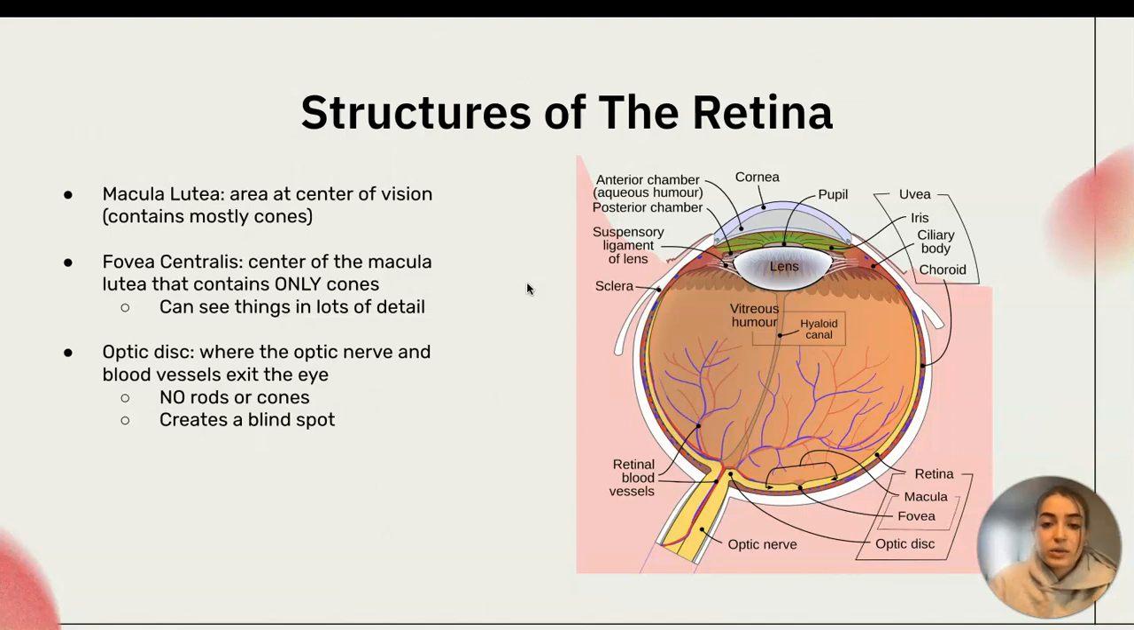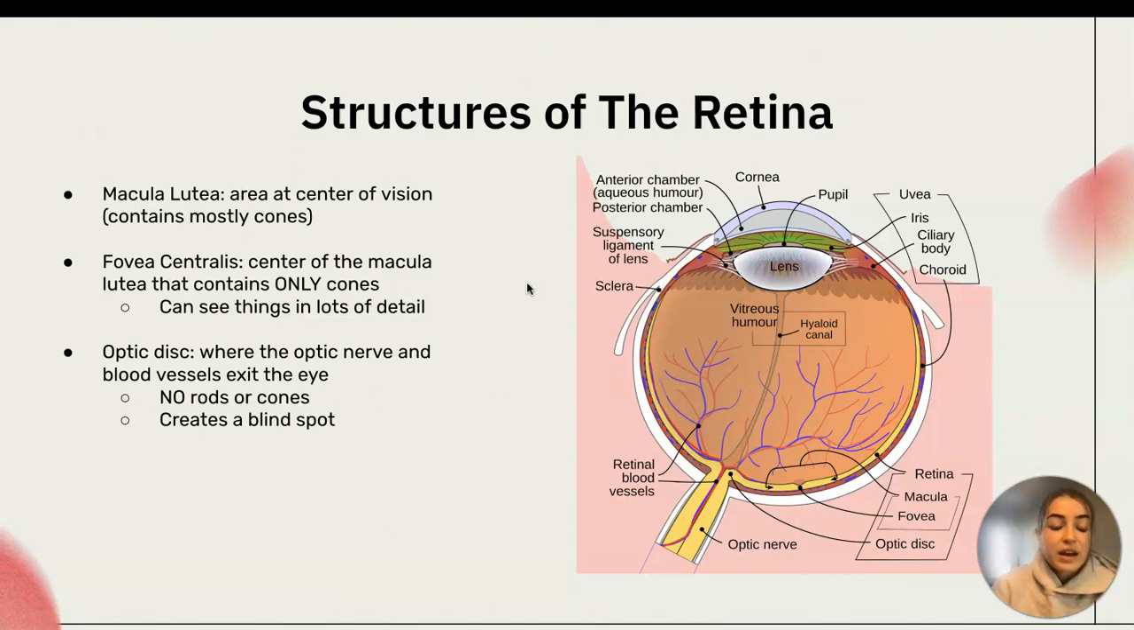To go into a little bit more detail about the structures of the retina, so the macula lutea. The macula lutea is the part of the retina that is responsible for sharp, detailed central vision, also known as visual acuity. The macula lutea, also called the fovea, contains a very high concentration of cones, and these cones are the light-sensitive cells in the retina that give detailed central vision. So we're able to see things in a lot of detail.